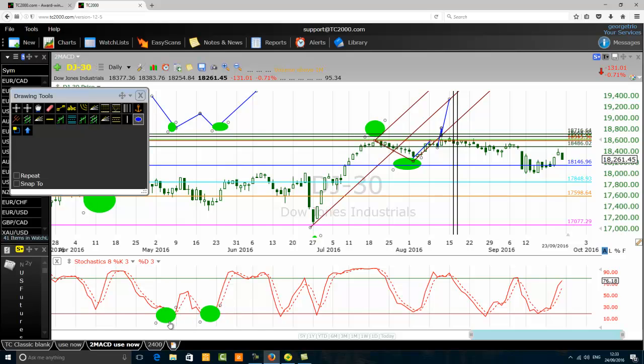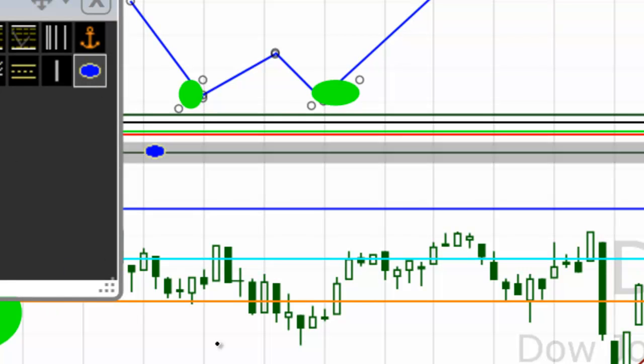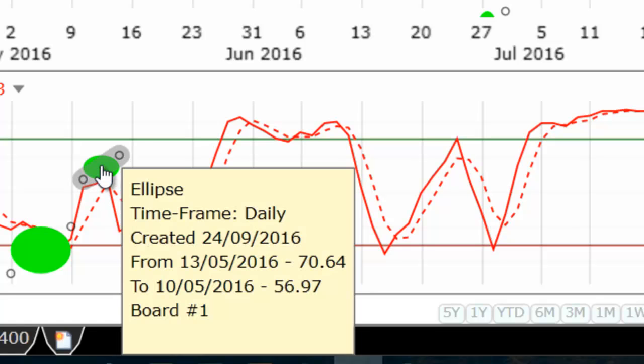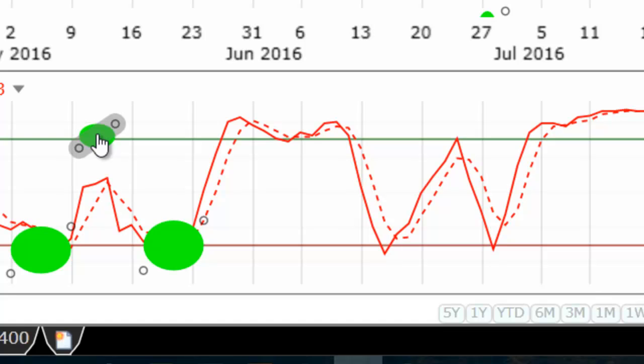Pay attention, please. So here it is. This is how we want it. We don't want the neckline of this double bottom pattern of the stochastic pattern to go into the overbought zone. So the neckline is here. Okay, this is what I call the knot or the neckline of the double bottom chart pattern. So when the stochastic is forming the double bottom chart pattern, we do not want the neckline to reach the overbought zone.